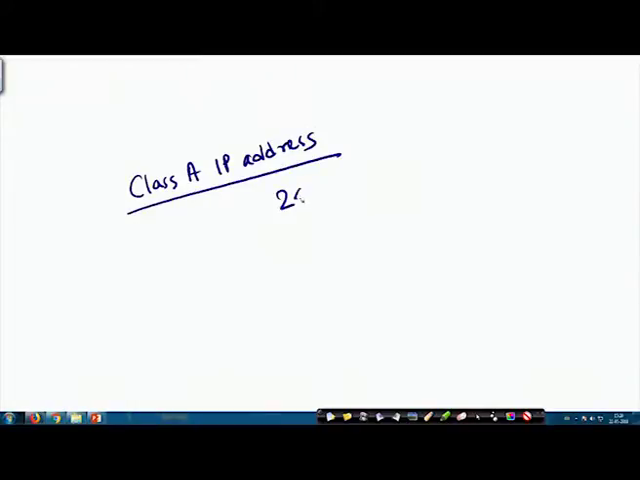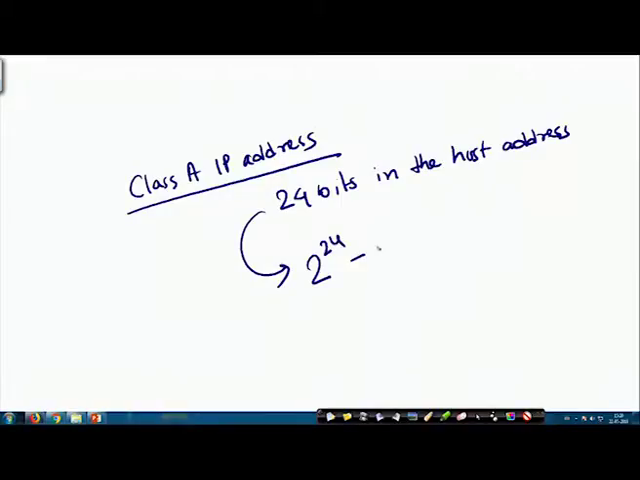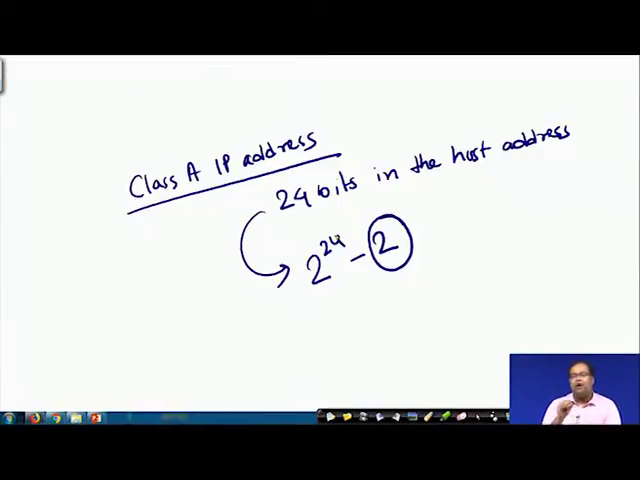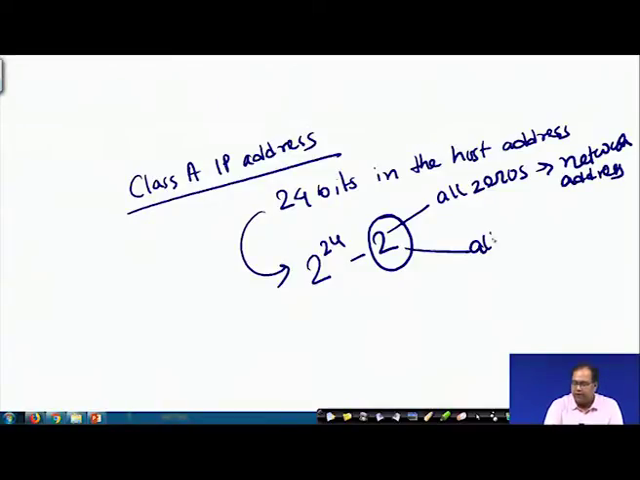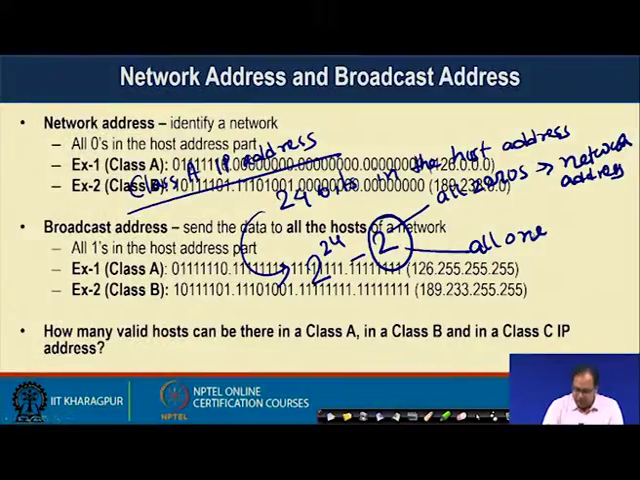For a class A IP address, I have 24 bits in the host address part. Whenever you have 24 bits in the host address, the number of valid hosts for a class A IP address is 2 to the power 24 minus 2. These 2 are because we are omitting all zeros and all ones in the host address part. All zeros denote the network address, and all ones denote the broadcast address.